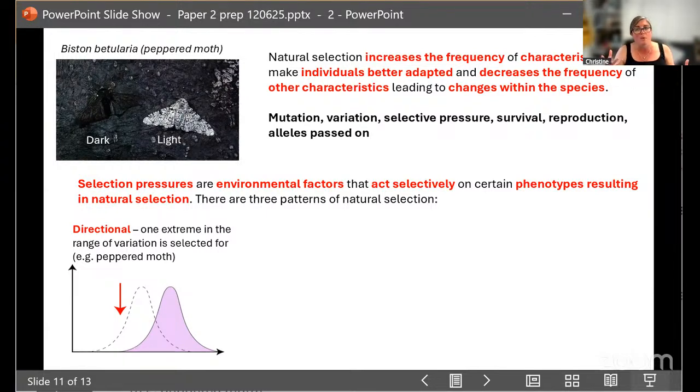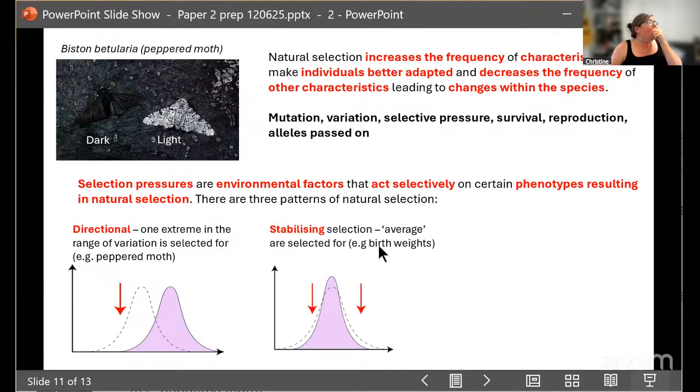Well, we've got better at what we've done. We've cleaned up our air. Because we've cleaned up our air, we're now finding there are fewer particulates, less soot, less coating of the trees. Now we've got more of a directional movement towards the light peppered moth. So the selection pressure could be directional in one way or another: maybe going to the dark side in the case of the peppered moth, or maybe going to the light side in the case of the cleaning up of the air.